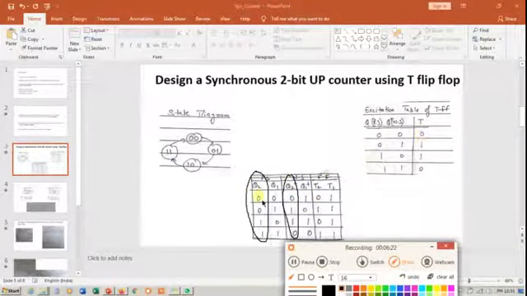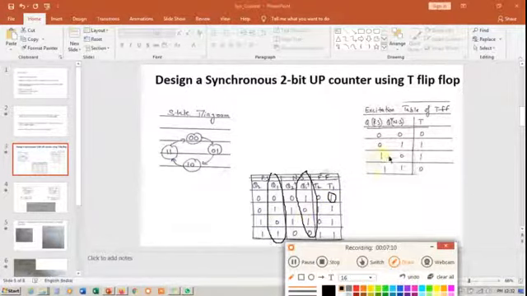Similarly, for finding T1, you have to look at your Q1 and your Q1 plus. In this case also, for 0 1, the T value is equal to 1, so in T1 we are writing 1. Similarly 1 0 is also equal to 1, so I am writing 1 here. And 0 1 is again 1, and 1 0 is also 1. So we are getting the values like this.